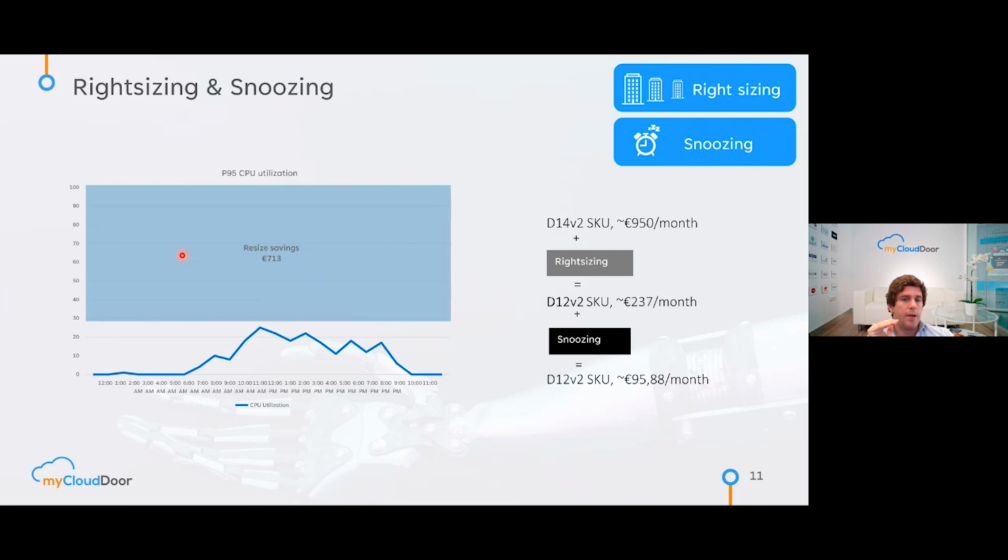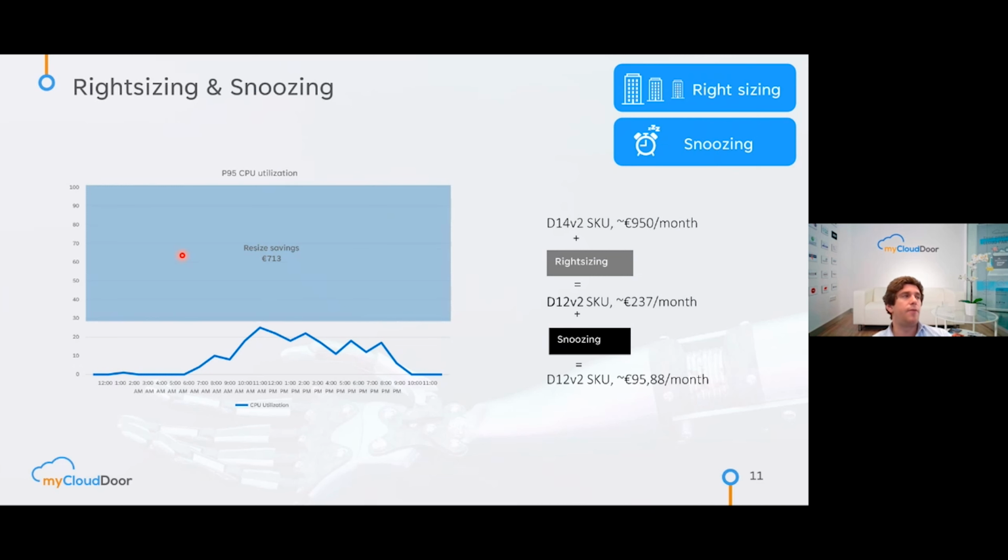At the end, you need to be able to implement proper monitoring that shows you the real usage of your resources. So as soon as these resources have been working a few days, a few weeks, you are able to right size, to reduce the size for each of the resources to reduce significantly the amount of money you are paying. And then we have the snoozing.